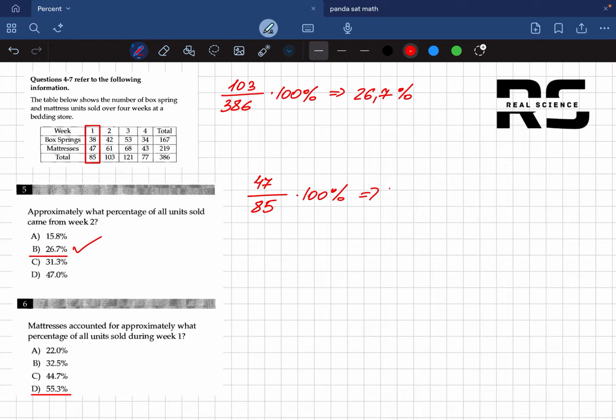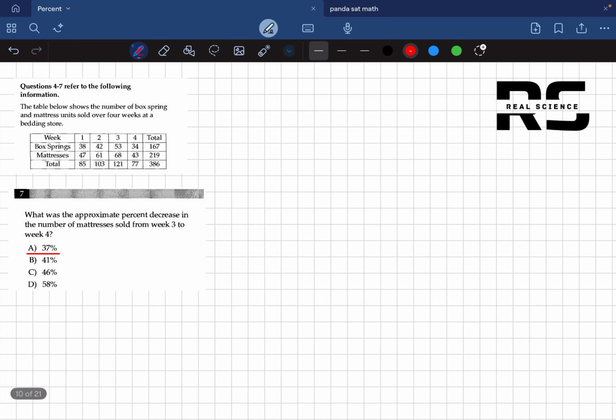So that's going to be 55.294, etc. That is approximately 55.3%, which makes the answer. Okay, let's move further. Let's look at question 7.